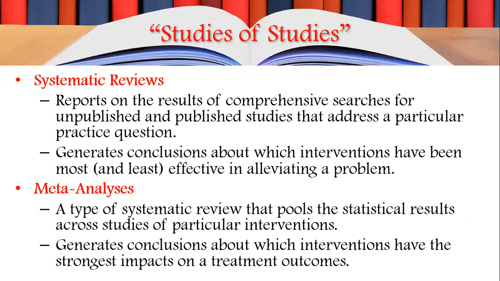Now, this is in contrast to meta-analyses. Meta-analyses are a type of systematic review that pools the statistical results across studies of particular interventions. Meta-analyses generate conclusions about which interventions have the strongest impact on treatment outcomes, okay? And so meta-analyses are considered to be a stronger form of evidence compared to systematic reviews, simply because we're not just talking about patterns across studies, but we're talking about what are the statistical results, and how do those statistical results bear out across a number of studies, right?